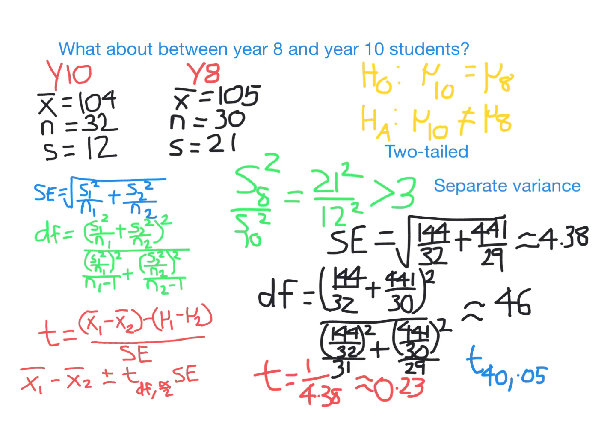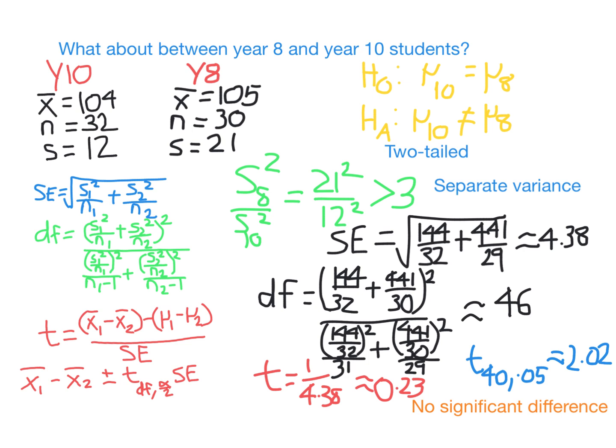0.05 will be our level of significance. We get about 2.021. So we can see clearly that yet again our test statistic is lower in absolute value than the critical t-value. So we fail to reject the null hypothesis. So we conclude that there is no significant difference in means between year 10 and year 8 students.